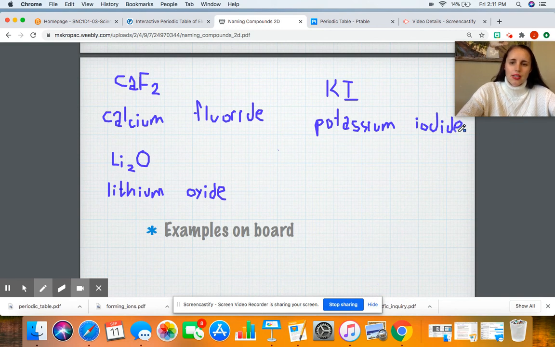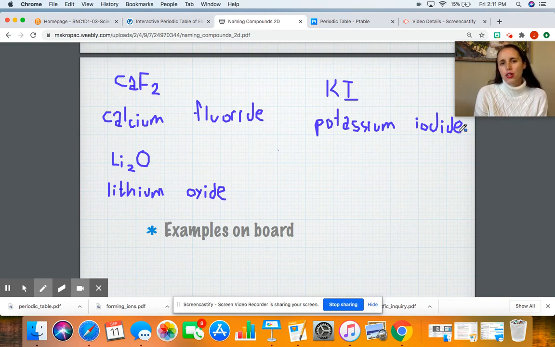And that is it for naming. I did say it's going to be easier than the formulas. The formulas are the tough part for regular ionic compounds. The naming is the easier part. So that's the end of this lesson. This is kind of part 1 of 4 of naming.